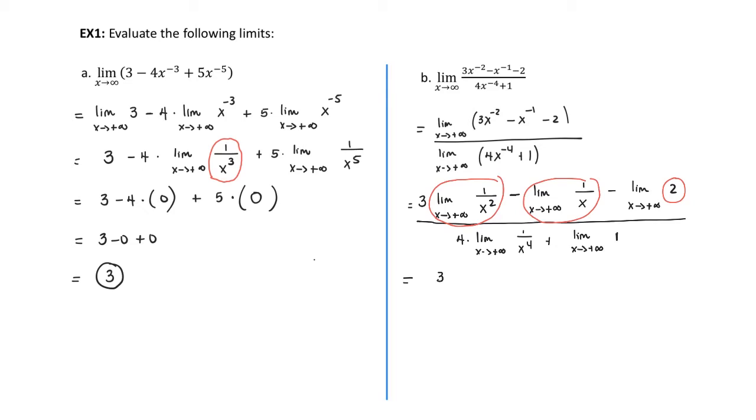So here we're going to have 3 times 0 minus 0 minus 2, all this divided by 4 times 0. Again, because as x goes to infinity, x to the 4th is going to infinity, so 1 over something very large will give us something very, very small. So 0. And over here, plus 1. So then that means 0 minus 0 minus 2 over 0 plus 1. That will be negative 2 over 1. Negative 2 is the value of that limit.